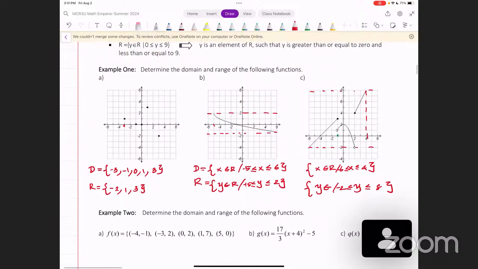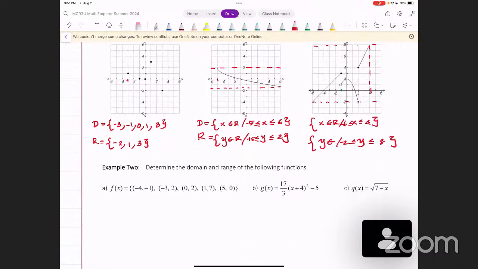Now, example 2. In example 2, this graph is given, pretty obvious. We just read from the graph. If the function is given a different way, as an equation, how are we going to find it? When the function is given as a set of pairs of values, all we're going to do is look at the x coordinates as the domain. So the domain of f of x, that's how we write it, is -4, -3, 0, 1, 5.